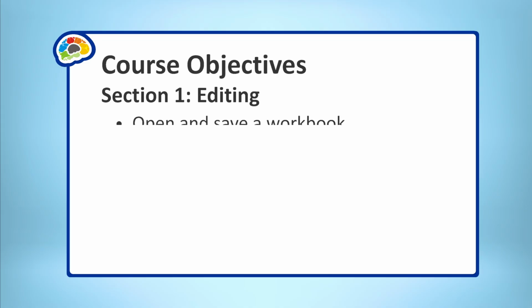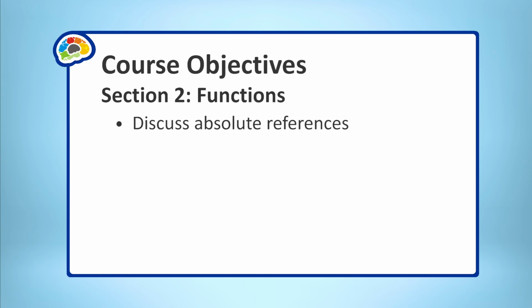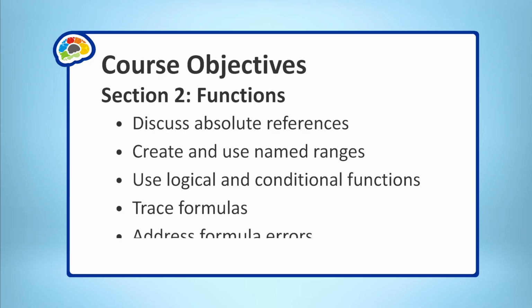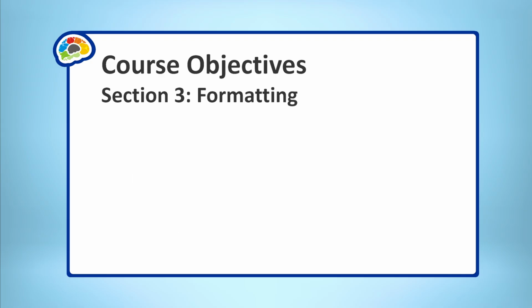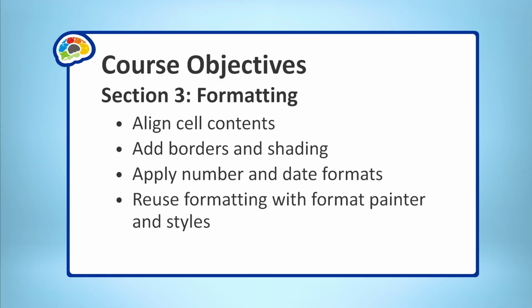We'll start with opening and saving a workbook, modifying rows and columns, and managing worksheets. Next, we'll discuss absolute references, create and use named ranges, and use logical and conditional functions. We will also trace formulas and address formula errors. From there, we'll discuss different types of formatting, including alignment options, borders and shading, and number and date formats. We'll also learn how to reuse formatting using Format Painter and styles and apply themes.